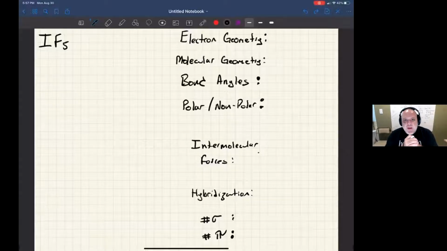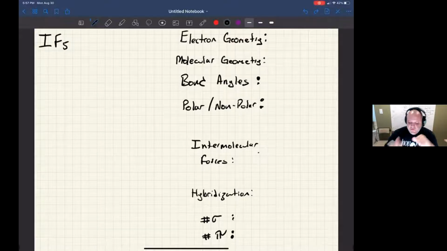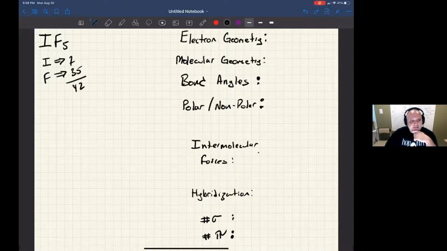All right, the next problem is for IF5. IF5 Lewis structure and these molecular properties. So the first thing to do is to calculate the number of valence electrons. I get 7 from the iodine, and I get 35 total, 7 times 5 from the fluorine. Add them together, and the answer is 42. I hear that is the answer.